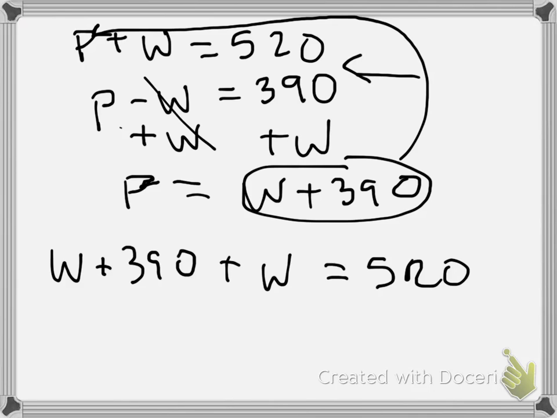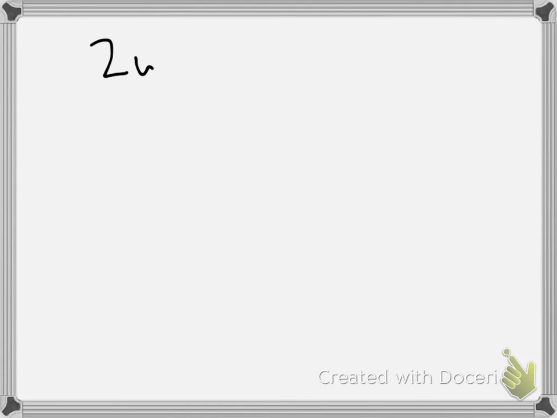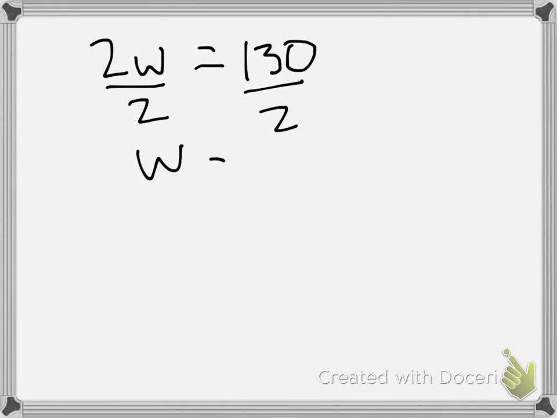Okay, we've got a couple of like terms there. Those w's are like, so we can add those. Move that 390 over to the other side. And we'll have 2w equals 130. Divide by 2 on both sides, and we'll get w equals 65. So what we found there was we found the speed of the wind, which is one of the things that we wanted. Miles per hour, right?